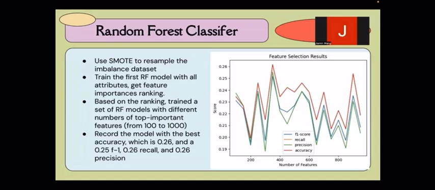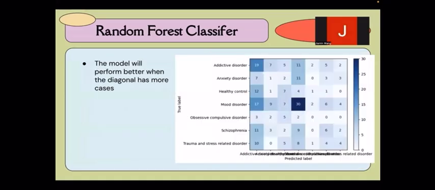And based on that ranking, we train a set of random forest models with different numbers of top important features, from 100 features to 1,000 features, which means that we keep either the 100 most important features or the 1,000 most important features. And we did a ton of trials, and then we chose the model with the best performance.